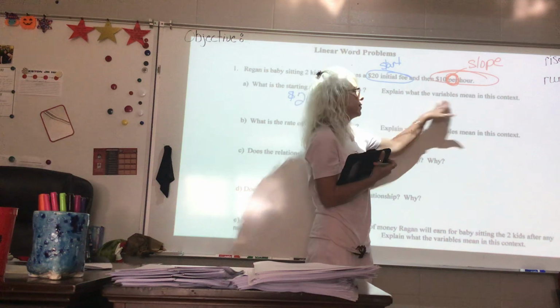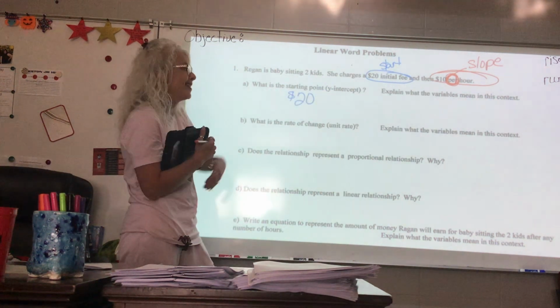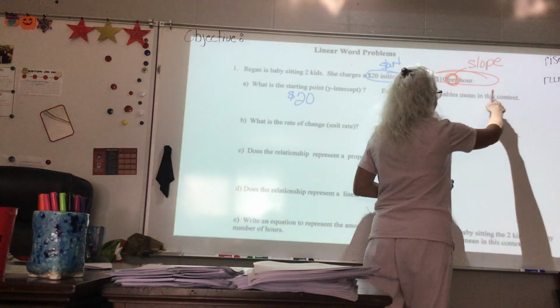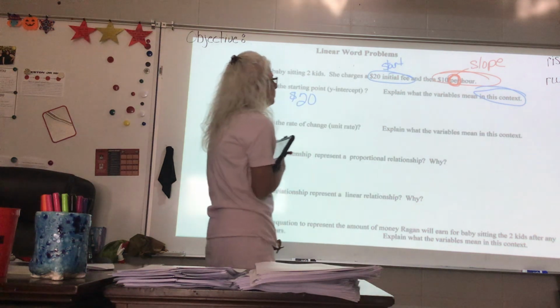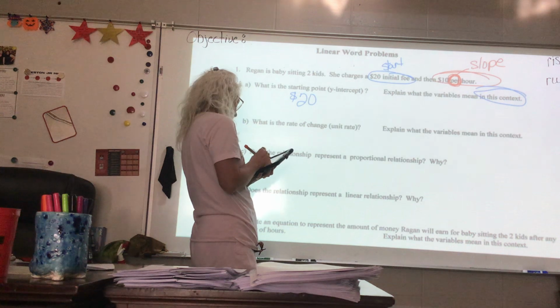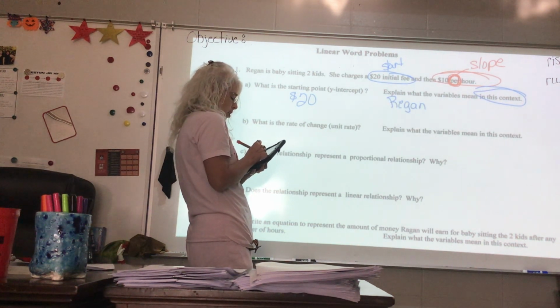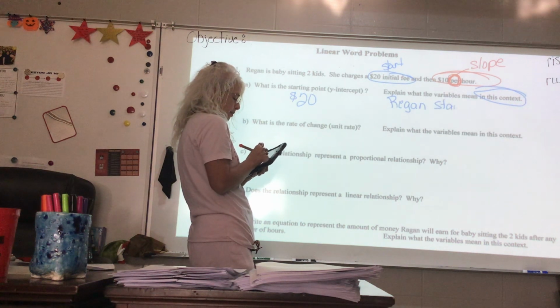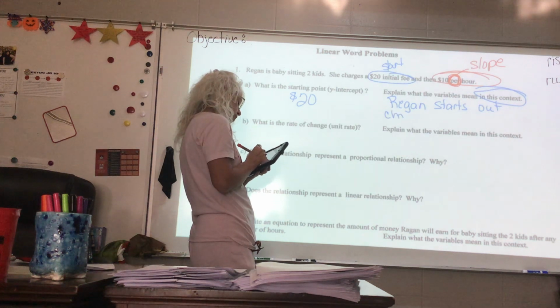It says explain what the variables mean in this context. It should just say explain what it means in this context. So circle in this context. Reagan starts out charging $20.